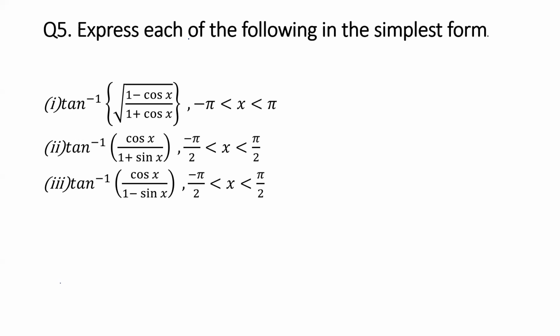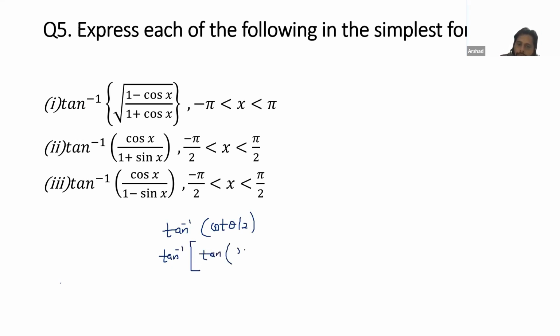How, sir? I will show you. Just give me a minute. So here you get this answer, tan inverse cot theta by 2. Very good. It is correct. Now in place of this, can you write this tan inverse, because we need tan in the bracket. So can you write this tan pi by 2 minus theta by 2? Is it correct?